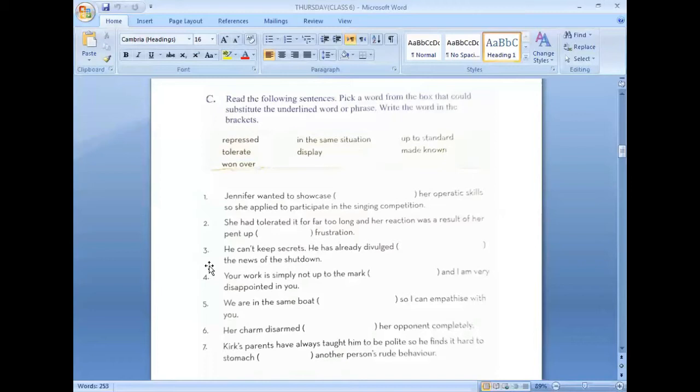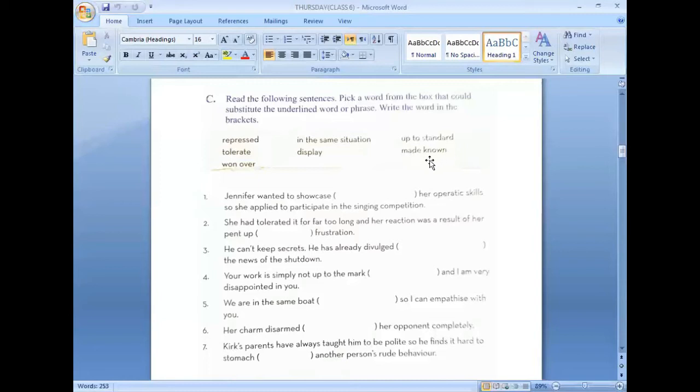Now I'll come to number three. He can't keep secrets. He has already divulged the news of the shutdown. Now what does divulge mean? Divulge means the act of disclosing something that was a secret or a private matter. That means you are telling someone a secret or telling about someone's private affairs. So he can't keep secrets. He has already, what?